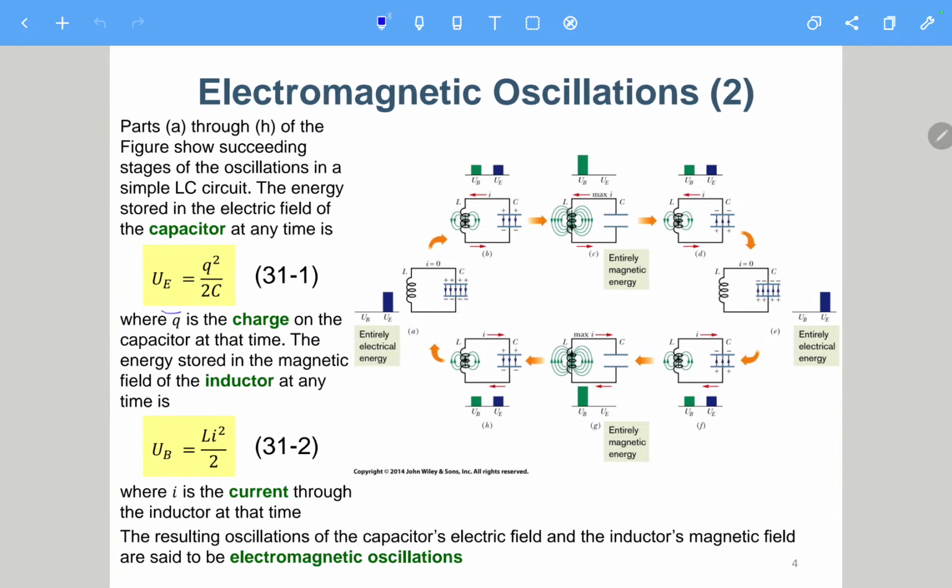Here we know UE is 1/2 CV squared, and you also know that Q equals CV. So if you express this in terms of Q and C, you can substitute V equals Q over C, which eliminates V. It turns out to be Q squared over 2C. Here we have 1/2 Li squared.